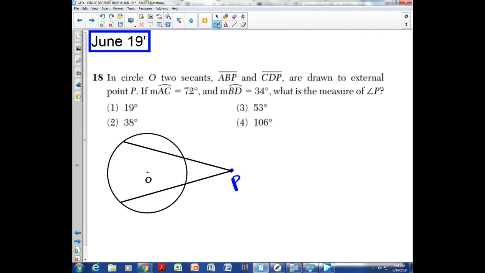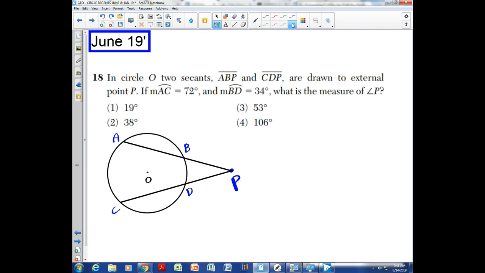Now, the name of the first secant is APB. So I'm going to go backwards: P, B, A. They have to be in the right order: ABP or PBA. And the other one is CDP, or backwards is PDC. Now I could put some of these numbers into my picture, so it will make a little bit more sense.